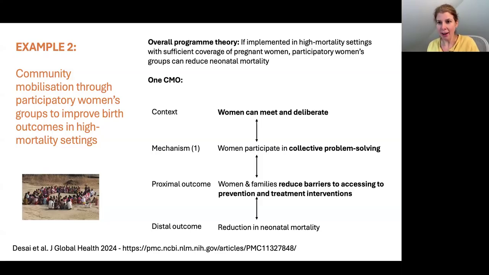If women can meet and deliberate freely, then they can participate in collective problem solving, and that allows them to generate the first proximal outcome, which is that they start solving problems and reducing barriers to accessing prevention and treatment during pregnancy. And the distal outcome of that, which we observe in RCTs and through other approaches, is a reduction in neonatal mortality. So the mechanism here can only be activated in a particular kind of context, which is a context where women can actually meet and talk to each other. So this is a very simple example.